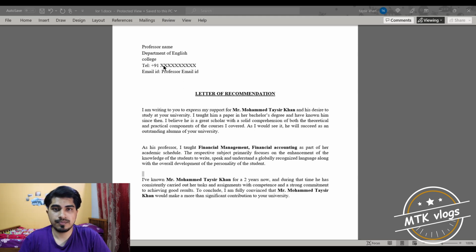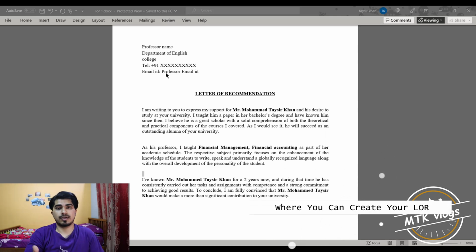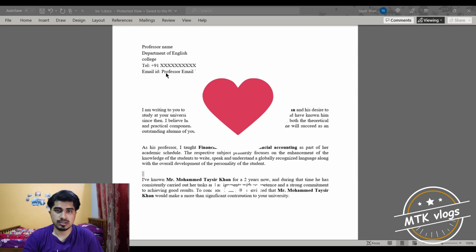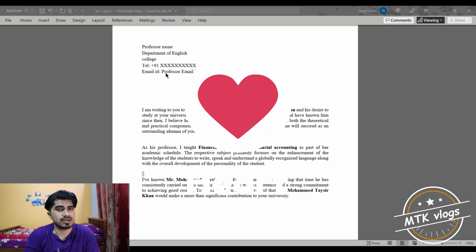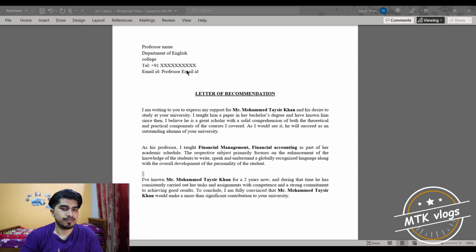Mostly in India, students write the LOR by themselves in a way that the professor has written it for you. Now I'll tell you where to create your LOR. Mostly you can create your LOR in Microsoft Word or Google Docs. This choice mainly depends on you because there is basically no editing, just font changes and other simple edits. My preference is Microsoft Word, but it totally depends on you.